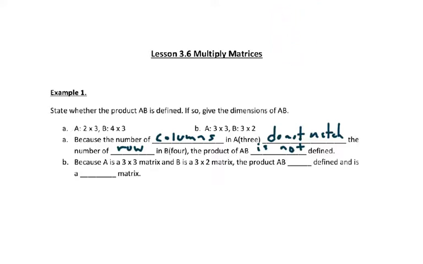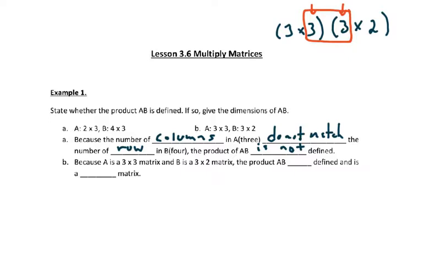Example B. This time it says we're going to multiply a 3 by 3 and a 3 by 2. So this time let's say we're going to do a 3 by 3, and we're going to multiply that by a 3 by 2. Let's color code this. First thing we want to notice is that the columns in the first one match up with the rows in the second one. If that takes place, we know that we can multiply these two together.